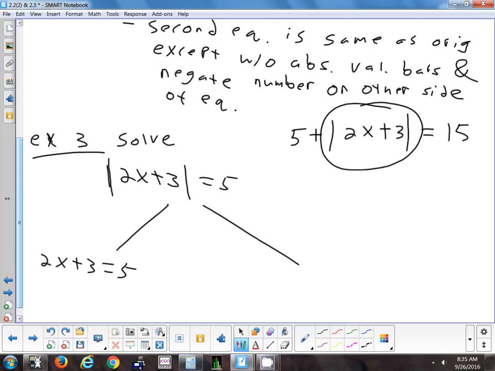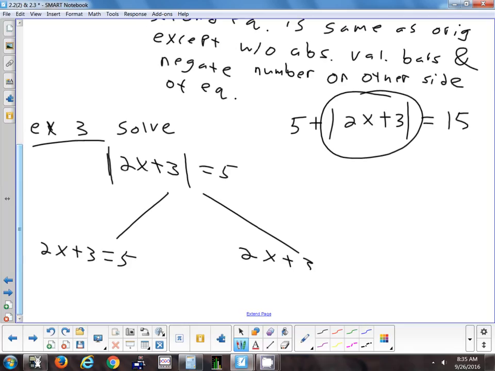Okay, and how about my second equation? Well, Mom? Okay, so we're going to get rid of the absolute value bars, and negate the number on the other side. So what does that mean when we negate the number? What does negate mean? You might have to make it positive, it depends on if it already is negative. So you change the sign of the number. If I do that, how about Allie, what will I get for my second equation?